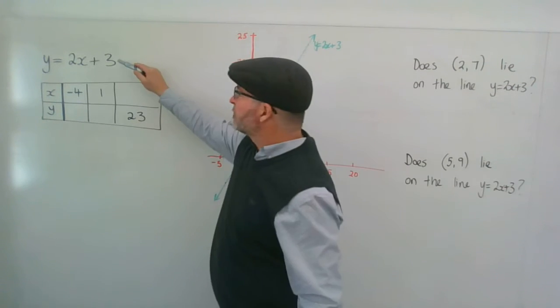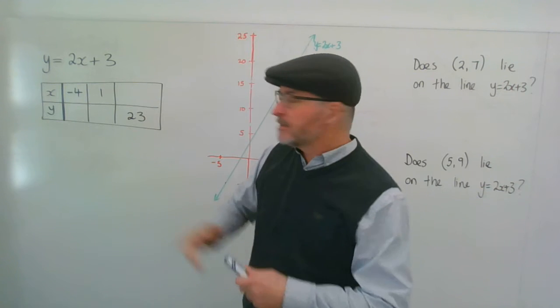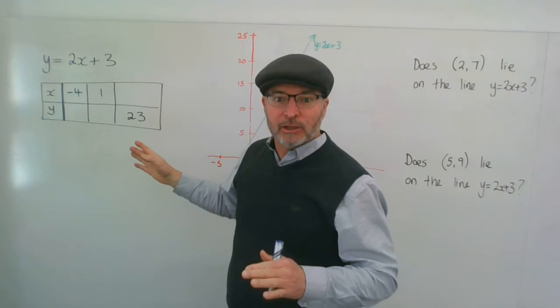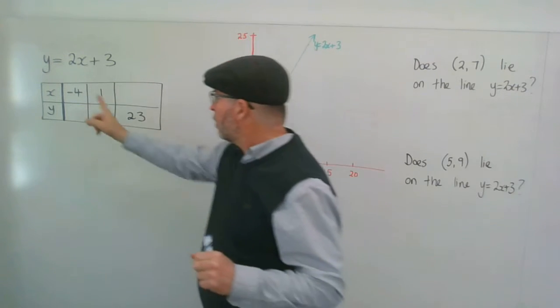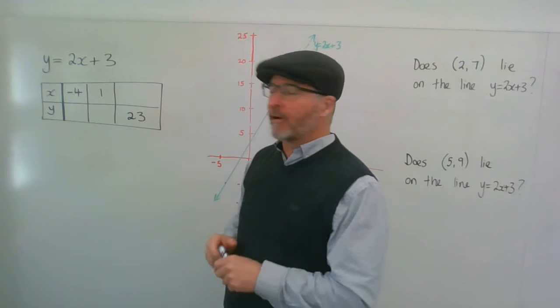So I'm going to use this rule to fill in the function box. We know from our work on lines that that's the equation of a line. So when I fill in the function box, I'm actually finding 1, 2, 3 points that lie on the line. Let's fill in the function box.